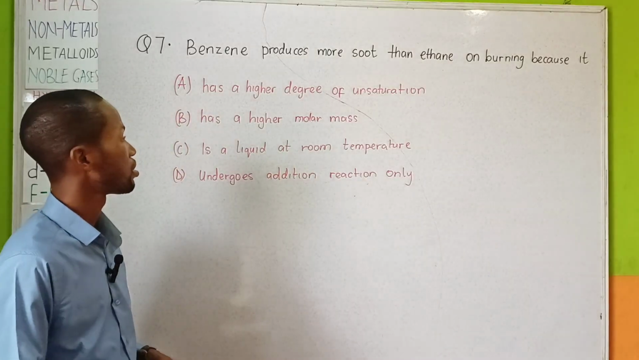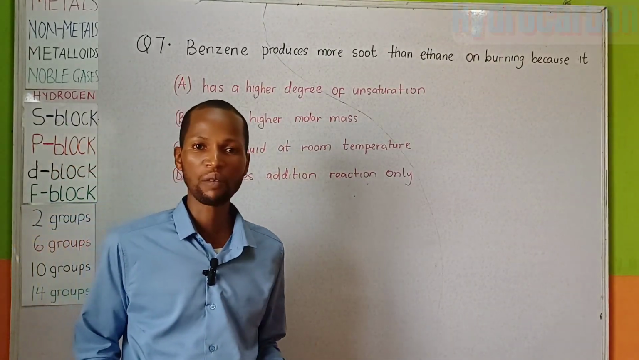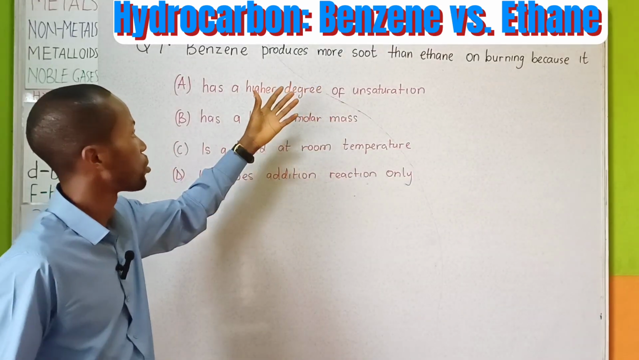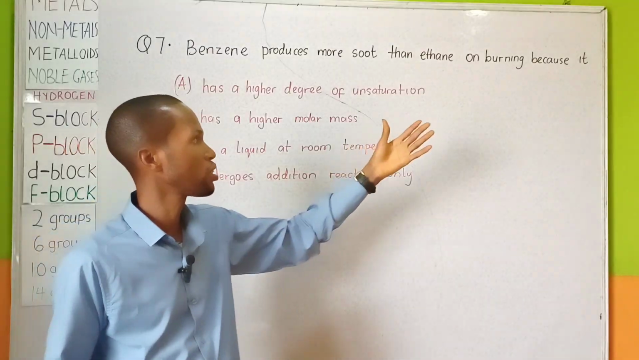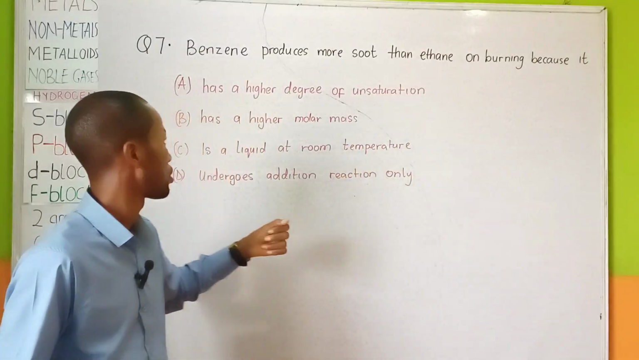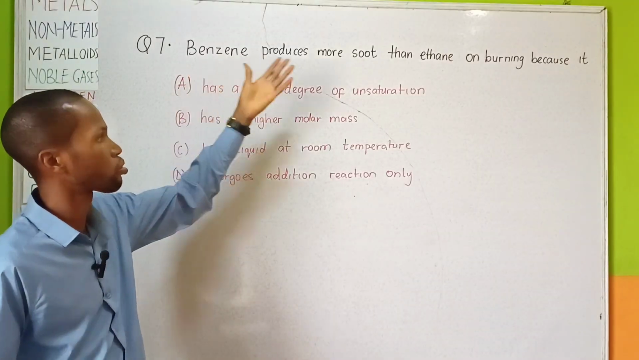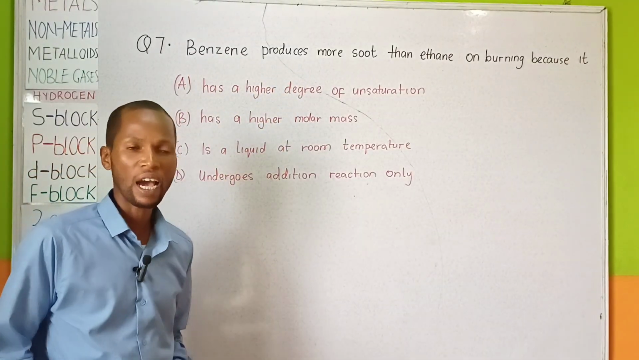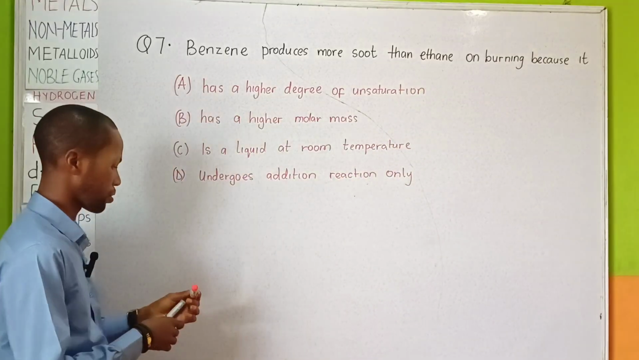Question number 7 is also an extract from hydrocarbons. Now, the benzene produces more soot than ethane on burning because we have our options right here. But let me talk about these 2 compounds right here. The benzene is a hydrocarbon, while ethane as well is a hydrocarbon.